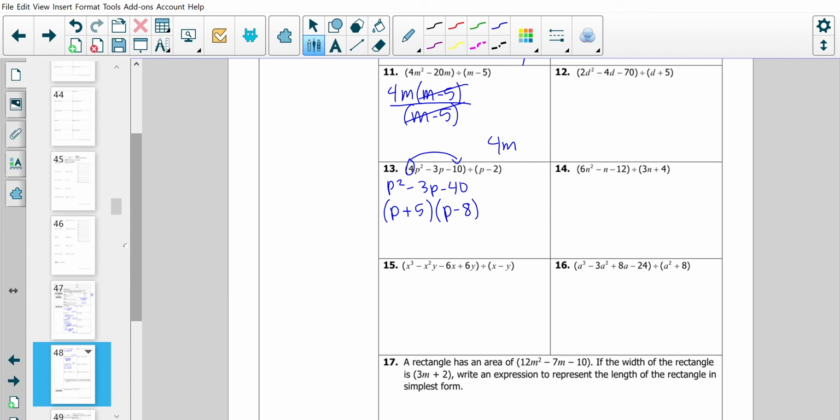And we're dividing by what? 4. So then your answer is 4P plus 5. Good. Gotta send this 4 up here. So 4P plus 5. This one is P minus 2, so this one cancels out. So 4P plus 5.